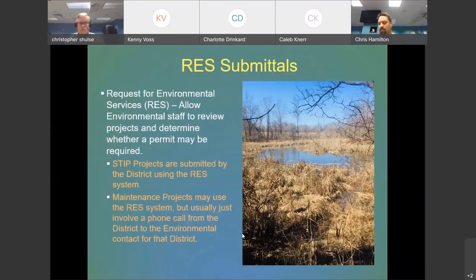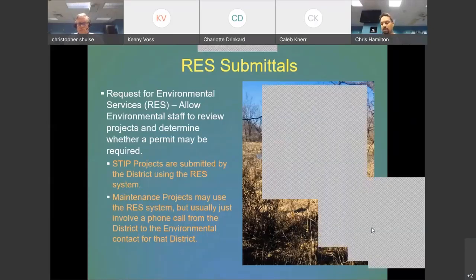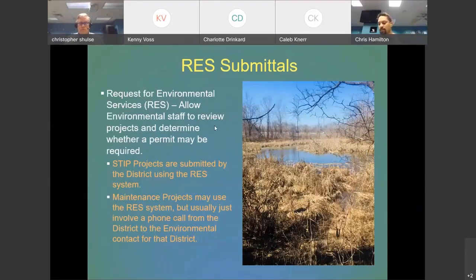Early on, it's kind of showing, you know, what is the project going to look like? What might it involve? Where is it going to be? But we don't really necessarily know where we're going to have right-of-way impacts or where the laydowns are going to be for the project work. Maintenance projects may use the RES system, but usually involve phone calls or emails to one of us, depending on the district.